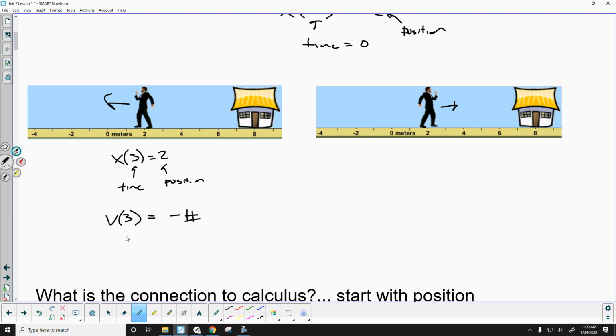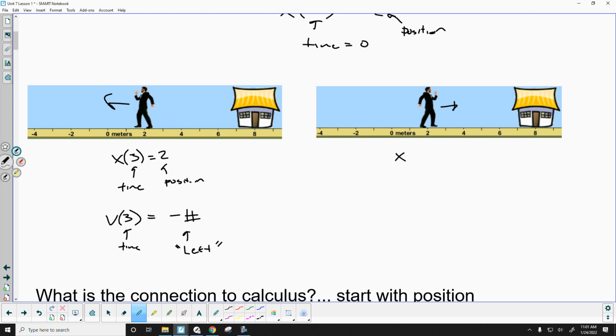At time t equals 3 seconds, I have some negative value for velocity, which I'm going to translate as he's moving to the left. Why does negative velocity mean moving left right now? Probably in the past, it's just like, oh, that's what it is. But we'll see how it makes sense with calculus.